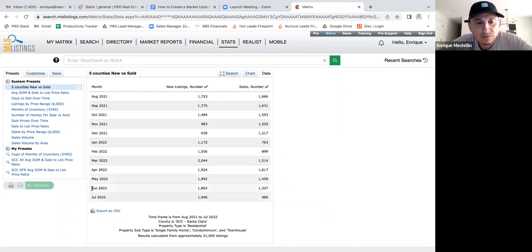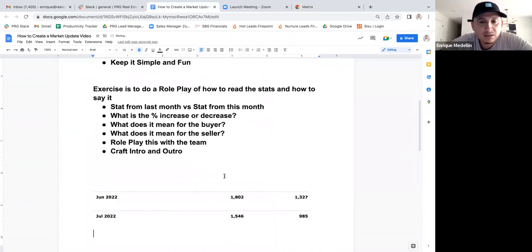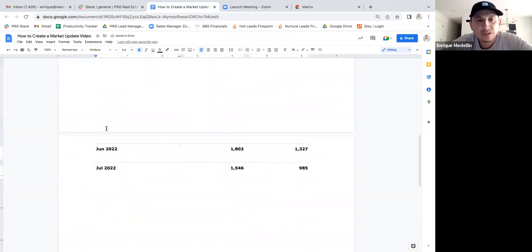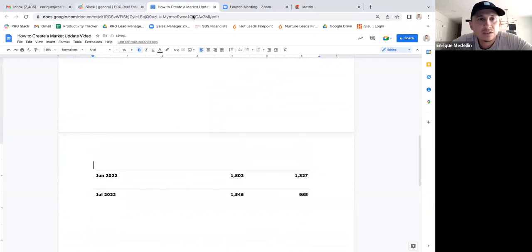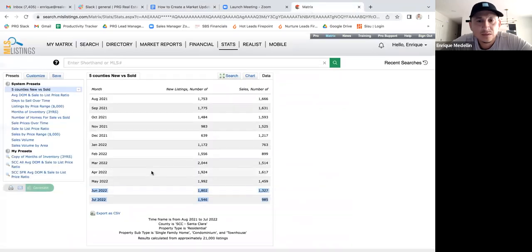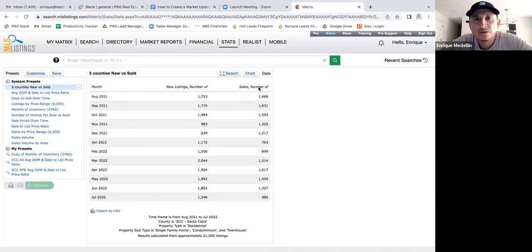So we can talk about the difference from June to July, right? We're in August right now, so we don't have all the data for August. So what I'll do is maybe just copy and paste this. I'm going to copy that and paste that over here. And this top one is going to be the number of new listings and number of homes sold.